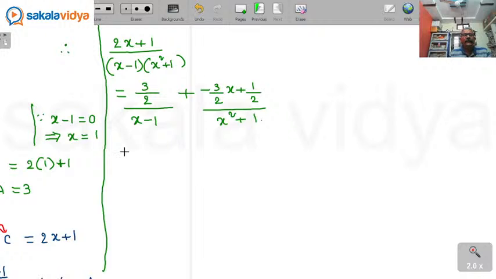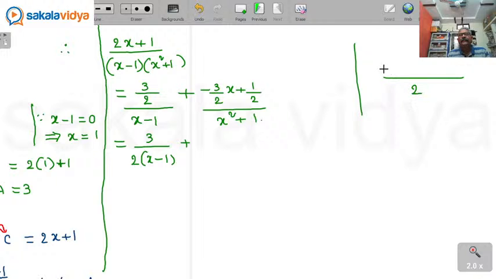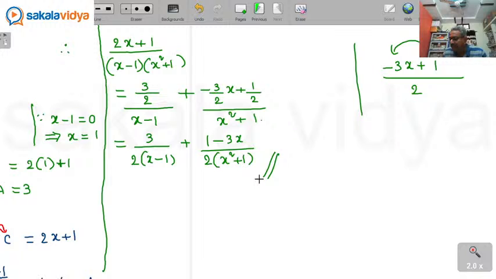How could you simplify? This can be written 3 upon 2 times x minus 1 plus, with 2 as the LCM, minus 3x plus 1, or 1 minus 3x, upon 2 by x square plus 1. This we can write as 1 minus 3x upon 2 times x square plus 1. Hence the partial fractions have been obtained.